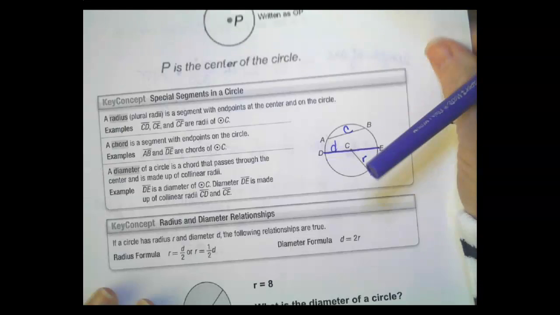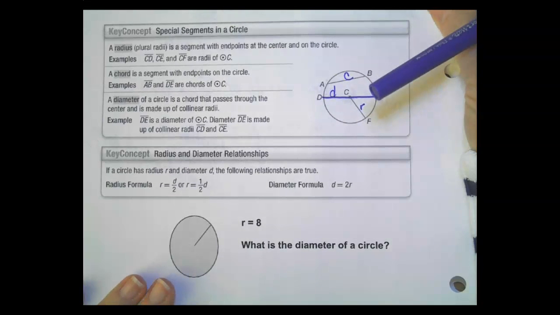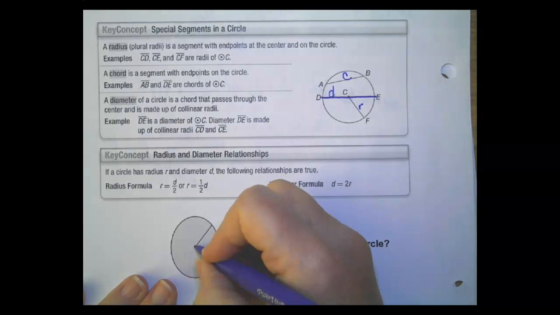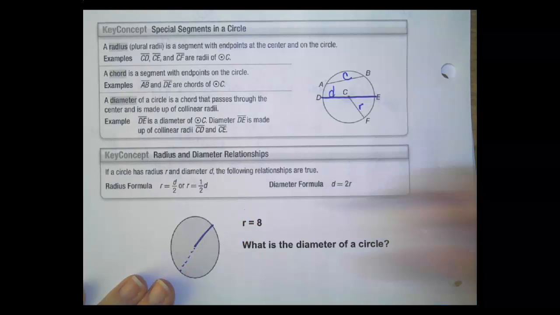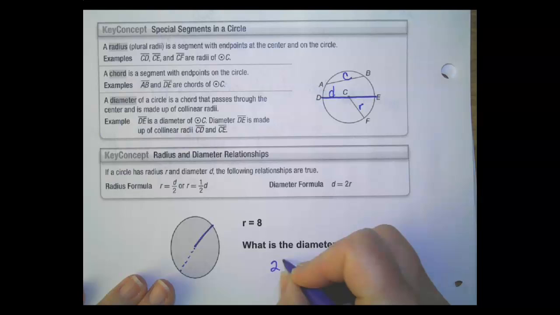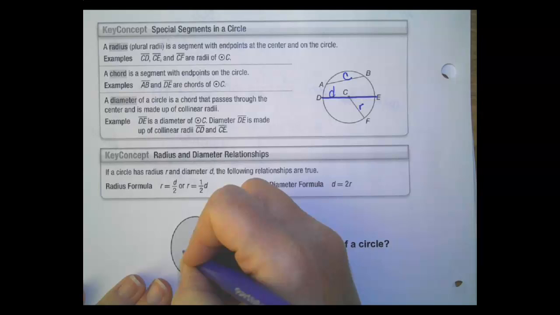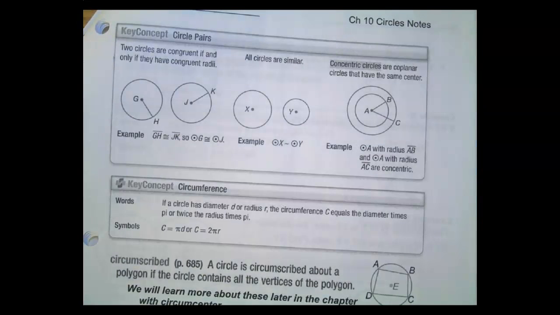All right. So the radius and diameter relationship. Make sure you know how to find the radius given the diameter, or find the diameter if you know the radius. So here's those equations. My radius is here. So what is the diameter? The diameter would go all the way across, so that would be 2 times 8 or 16. This would be 8. This whole thing would be 16. Just a little refresher.